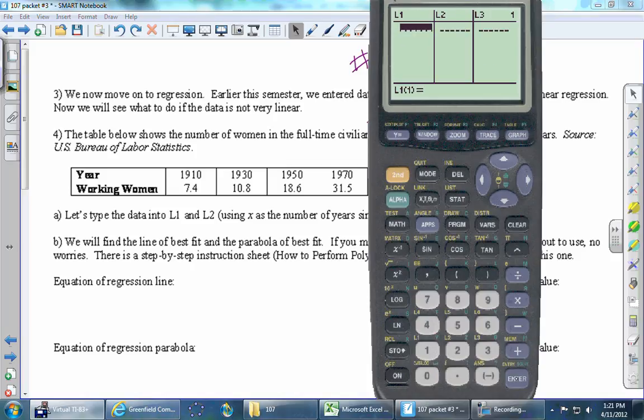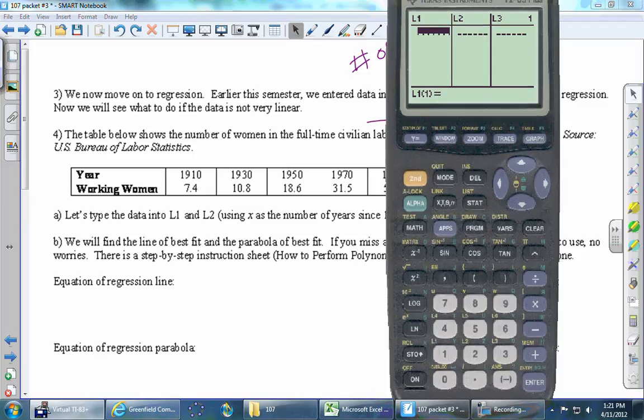Okay, so inside of stat, we type in all the data. Oh, I probably should have said this. We're going to go years from 1900. So that first number should be what? 10.